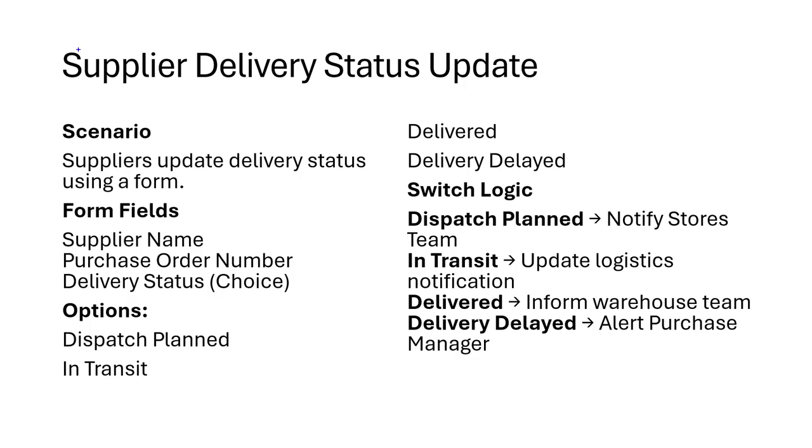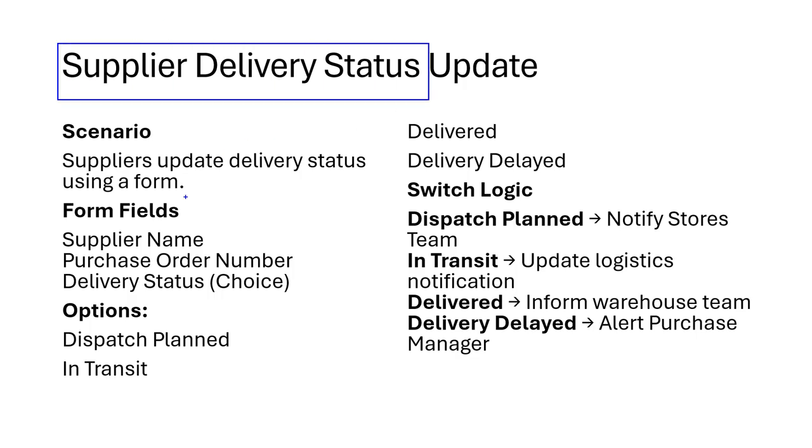So we have only 3 columns: the supplier name, purchase order number, and delivery status. Only these 3. Don't confuse with the earlier one. Sorry for that. In this delivery status, they have to select from 4 things: dispatch planned, in transit, delivered, or delay in delivery.